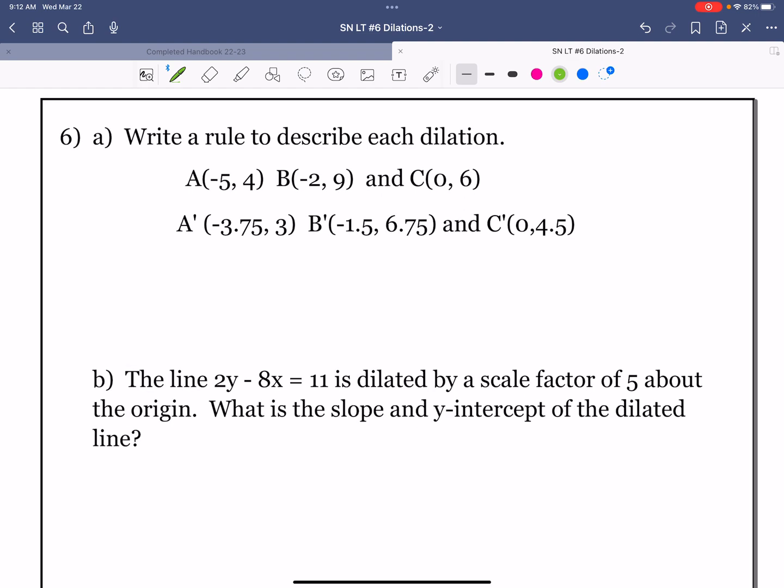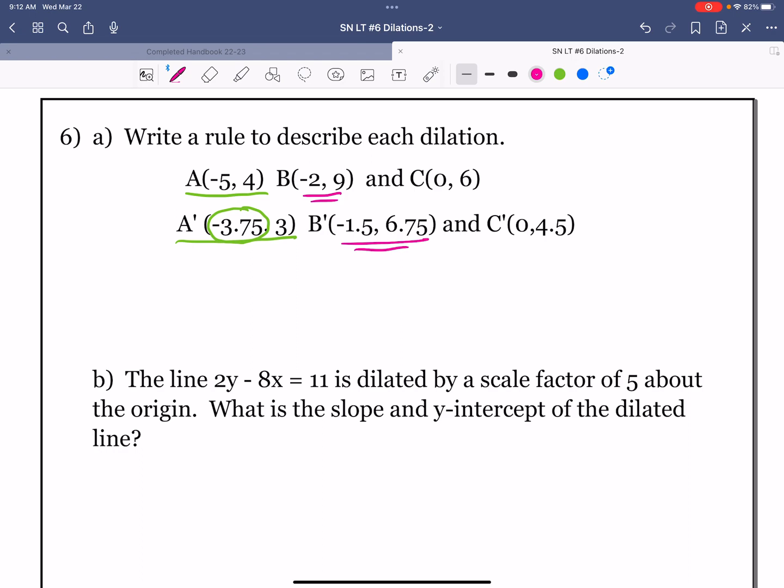Now, looking at this, can we write a rule to describe each of these? Let's look. We've got A to A prime. So what we're going to be considering is, what did I do to negative 5 to get negative 3.75? What did I do to 4 to get 3? What did I do to negative 2 to get negative 1.5? So that's what we're asking ourselves. So grab a calculator and let's investigate this.